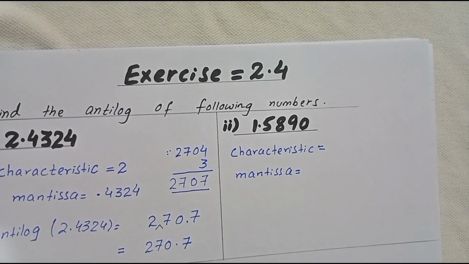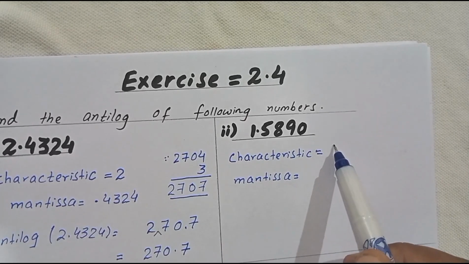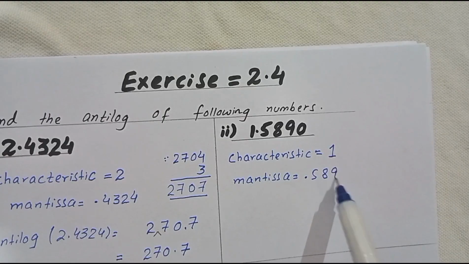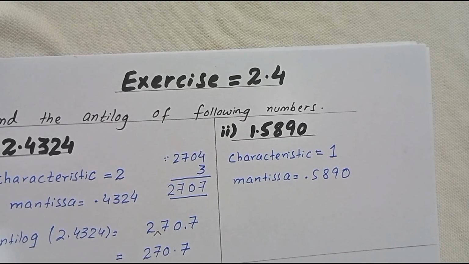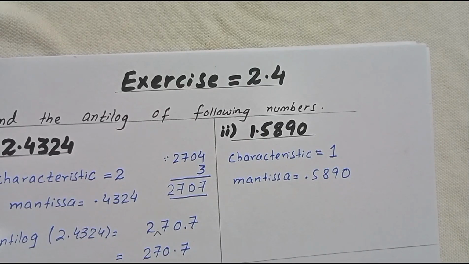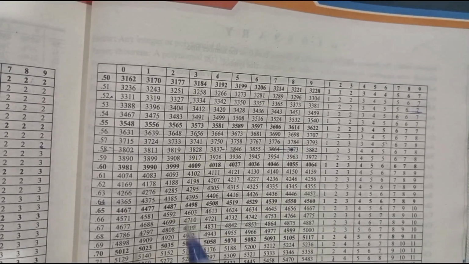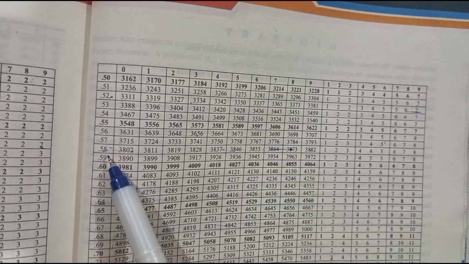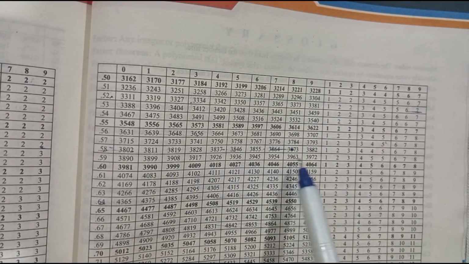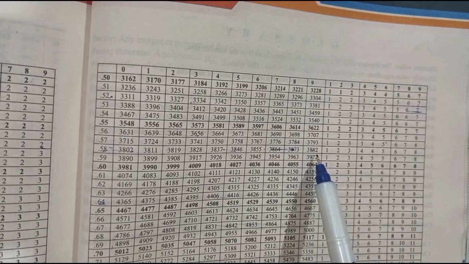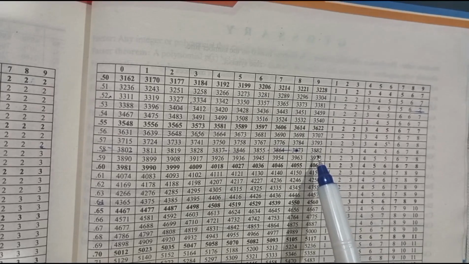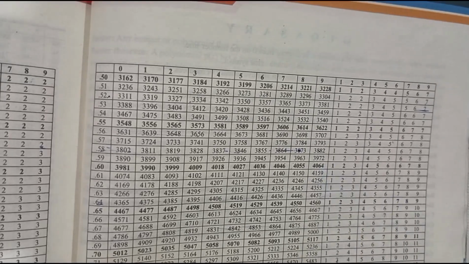So the antilog of 2.4324 equals 270.7. In the second part we have to find the antilog of 1.5890. Here the characteristic is 1 and the mantissa is 0.5890. So we look in the antilog table for the value of 0.58 in column 9 and add the 0 column value. The value of 0.58 in the 9 column is 3882, and there is no 0 column, so 3882 is the value.